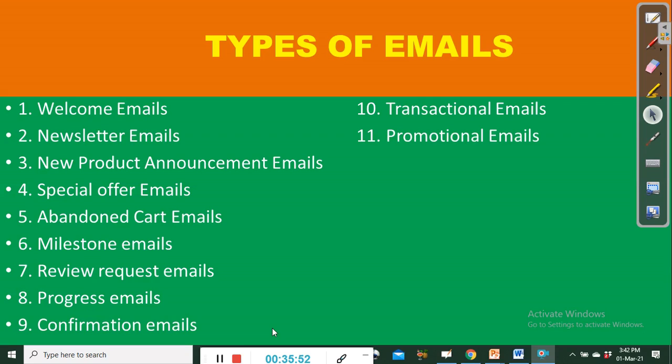Then the next that we want to talk about, which is the last but not the least, is the promotional emails. Now, a promotional email is sent to inform your prospective customer or someone on your email list about your new or existing products or services. Of course, when we talked about the new product announcement email, we can now see the close relationship or the similarity between the new product announcement emails and the promotional email.